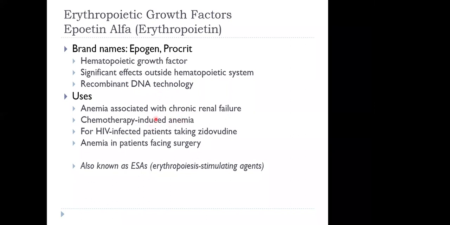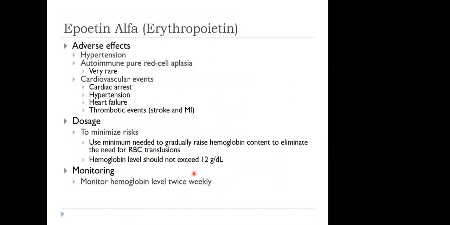chemotherapy-induced anemia, HIV patients on this particular drug, which can cause loss of red blood cells through hemolysis, the anemia in patients facing surgery. So sometimes this drug will be given to assist with the production of red blood cells in patients who are anemic, that are undergoing surgery, that would rather not take a blood product. There are some adverse effects to Epoetin alpha or erythropoietin, the drug. It can result in hypertension, autoimmune disease, and it can result in cardiovascular events. Perhaps the most feared would be these thrombotic events.